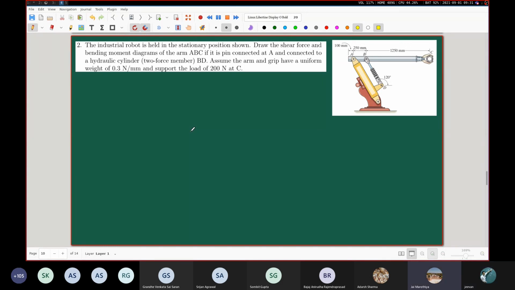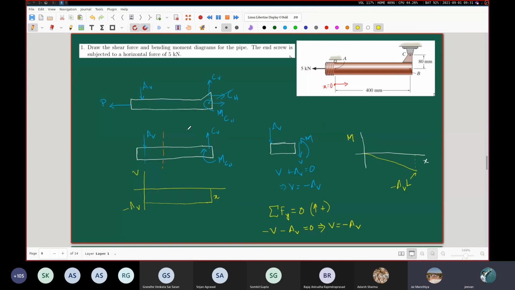Yeah, tell me. In the previous problem at point C, sir, why do we only consider the torque due to AV? We can't consider MCH. I don't understand what you're talking about. Sir, at point C, there is a shearing force, bending moment, and the torque due to AV and moment MCH, sir.